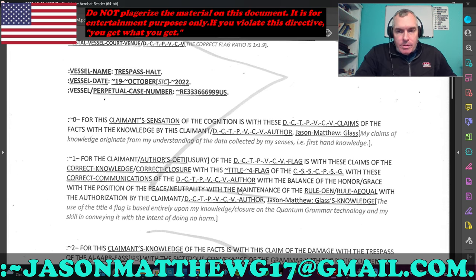So the first claim, I give closure to the flag. For the claimant and author's ŒTI of the flag is with these claims of the correct knowledge and correct closure with the Title IV flag of the correct sentence structure with these correct communications of the document contract author with the balance of the honor and grace with the position of peace and neutrality with the maintenance of the Rule 1 and Rule Equal with the authorization by the claimant and author's knowledge. So the use of the Title IV flag is based entirely upon my knowledge and closure of quantum grammar technology and my skill in conveying it with intent of doing no harm. So that's what I'm using the flag for. And I've been using it for 5 years very successfully using this same mechanic, the same claim. And I've got 100% success rate in my cases.